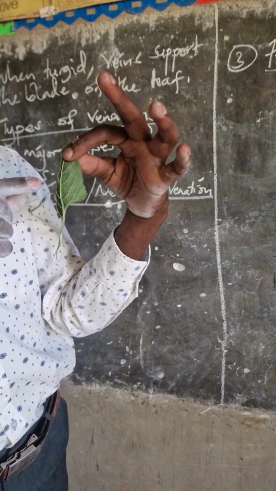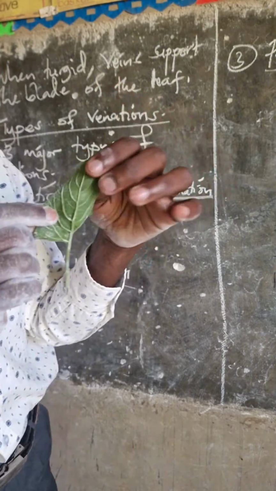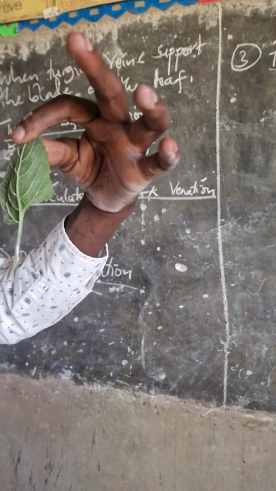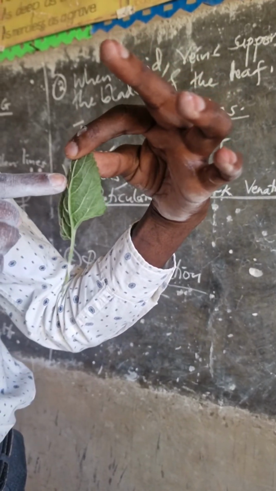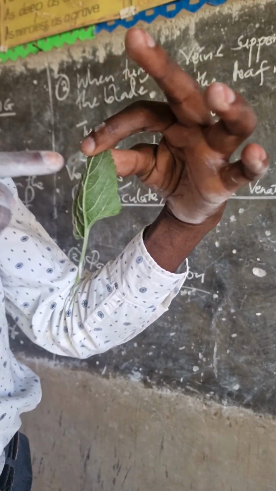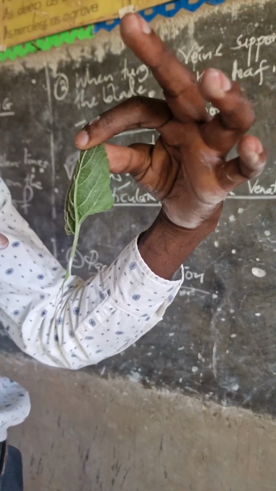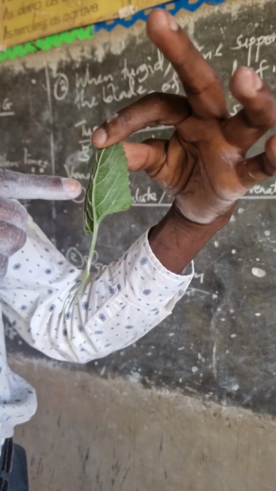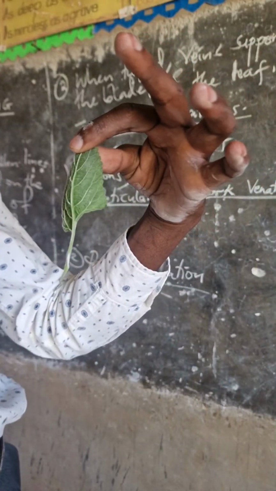This kind of a reticulate has veins of different sizes. If you are to witness this, the veins are of different sizes. They are not of the same size. This one is larger than the other one. We are finding that the veins are of different sizes. The veins are highly branching and interconnecting with one another.